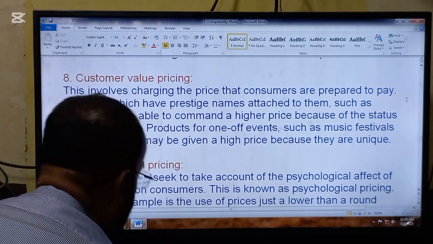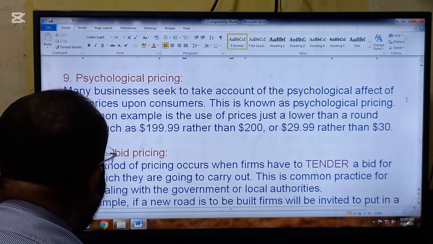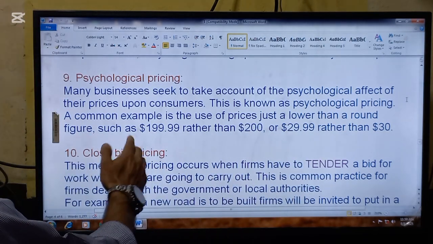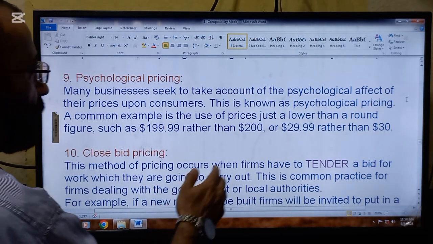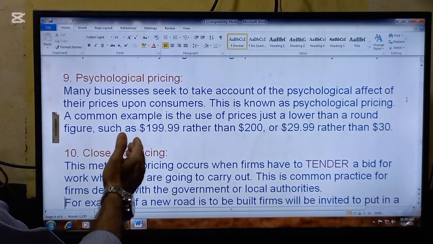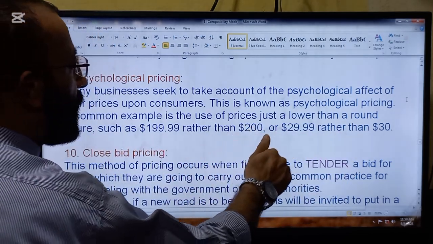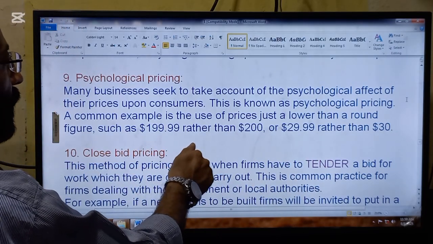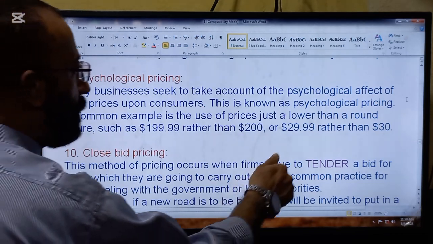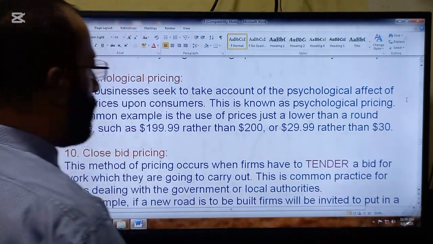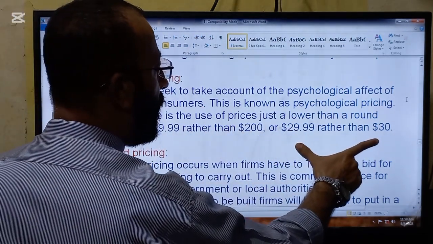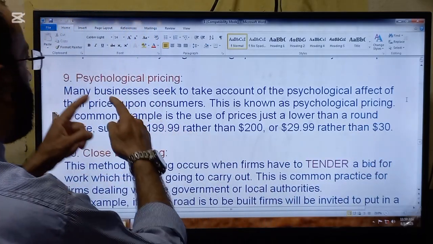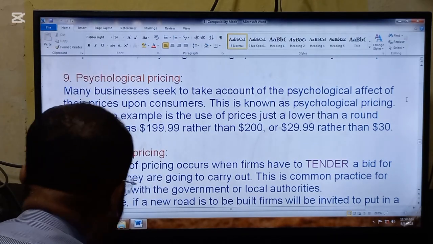Next is psychological pricing. Many businesses seek to take account of the psychological effect of their prices upon consumers. This is known as psychological pricing. A common example is the use of prices just below a round figure, such as $199.99 rather than $200, or $29.99 rather than $30. So this kind of strategy you often see in the market. So this kind of strategy is called psychological pricing.